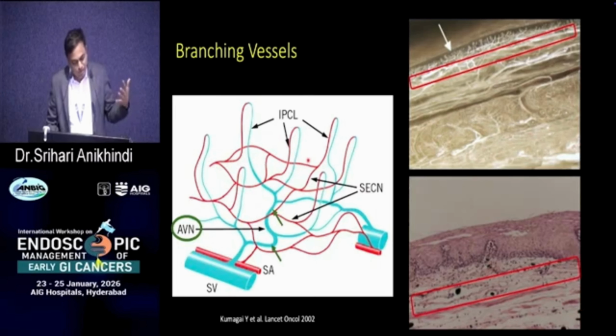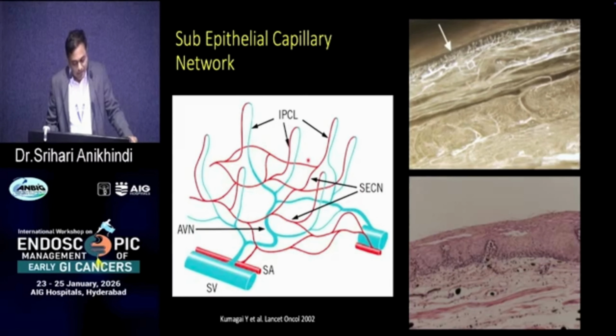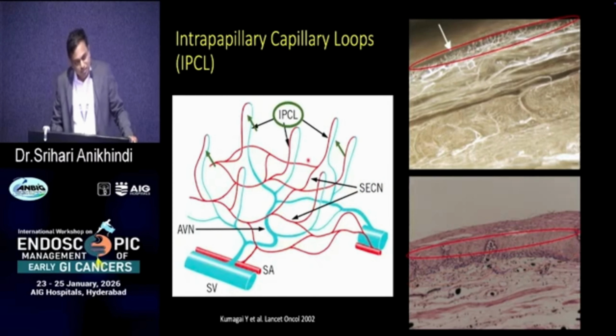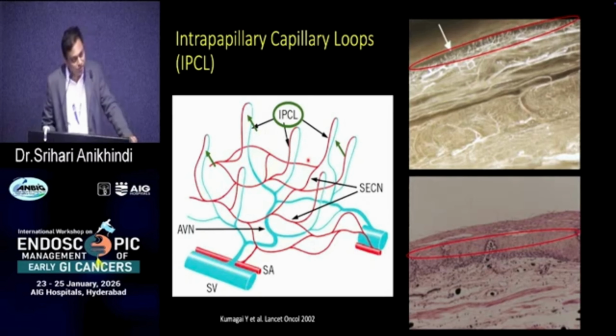So if you look at these vessels on histopathology, this is where they are located. These are the branching vessels that you can see. These are the subepithelial capillary networks that will be visible as such on the histopathology. And IPCLs will be there right at the top. So these are the smallest capillaries that you can see right on the surface of the squamous epithelium.